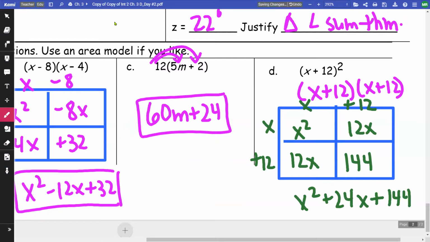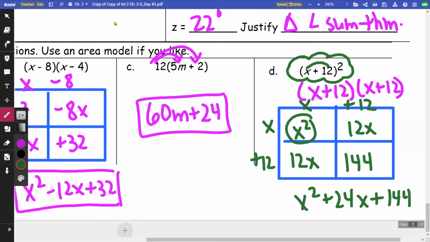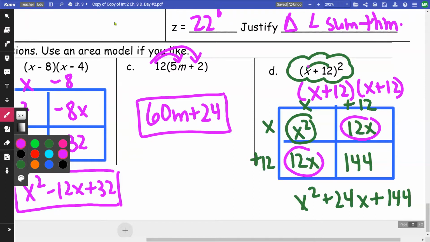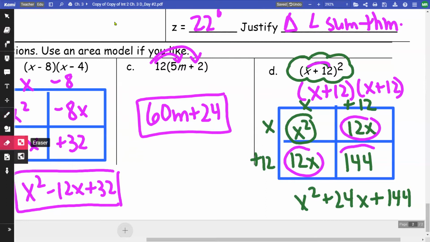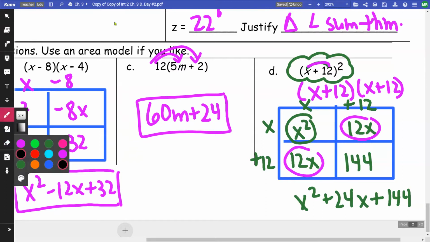So eventually we want to be able to work this out without having to do the box. There is a formula that we're going to be learning, but what you'll notice is I squared my first term, x squared. I multiplied these terms together, which gave me a 12x, and I got it twice. So I basically multiplied my x and 12 together, which is a 12x, and then I doubled it to get my 24x. And then this was a 12 times a 12, which is really a 12 squared.